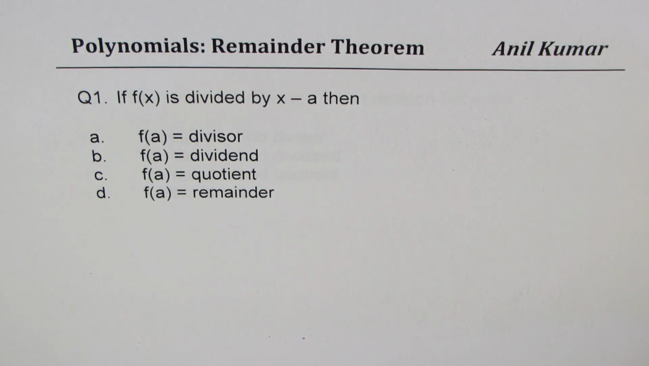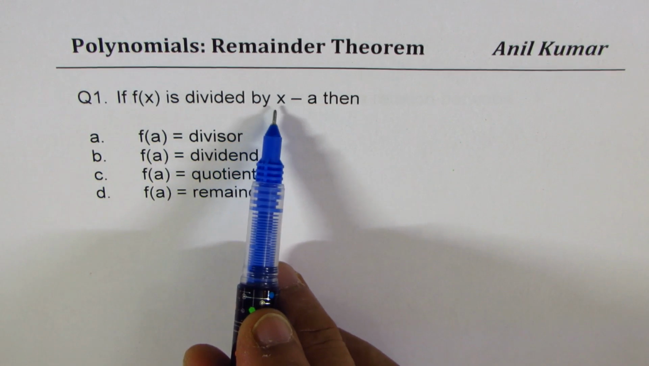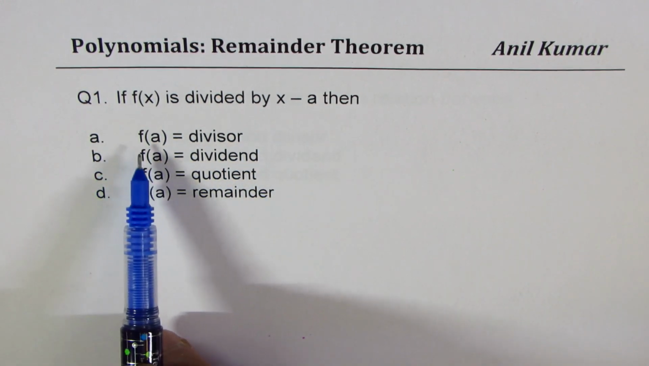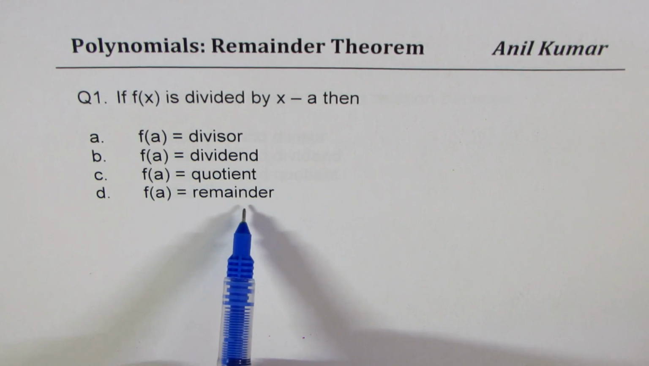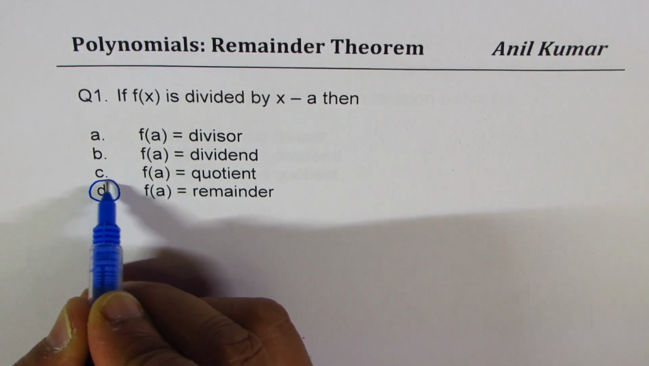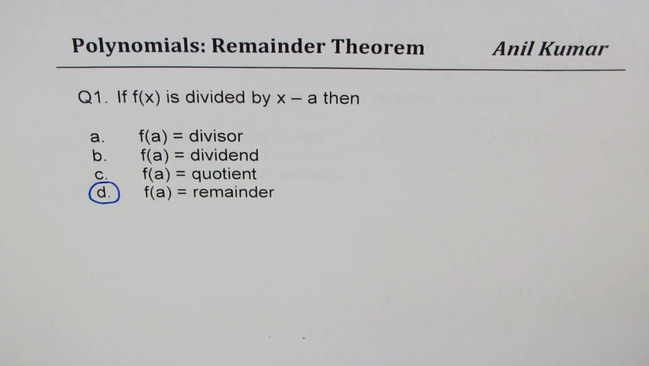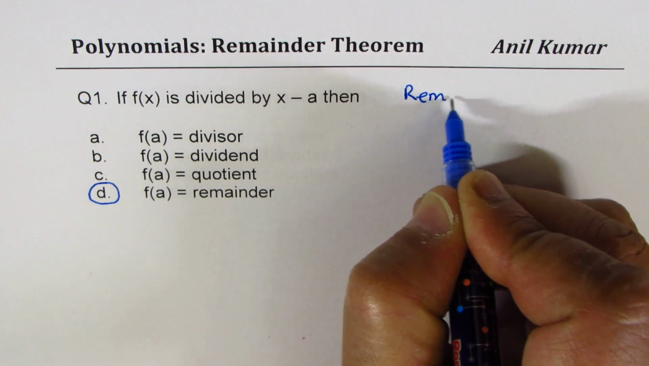Question number 1. If f of x is divided by x minus a, then f of a is divisor, dividend, quotient or remainder. Clearly f of a is remainder, right? So that is the remainder theorem.